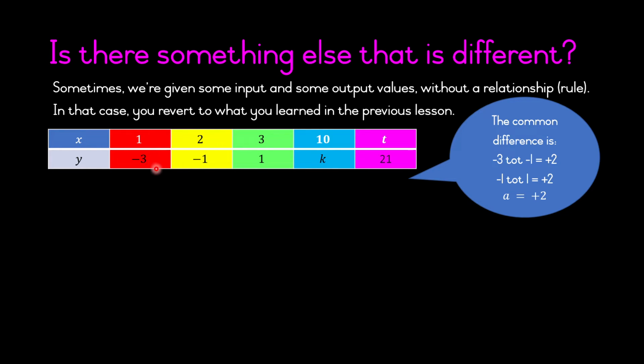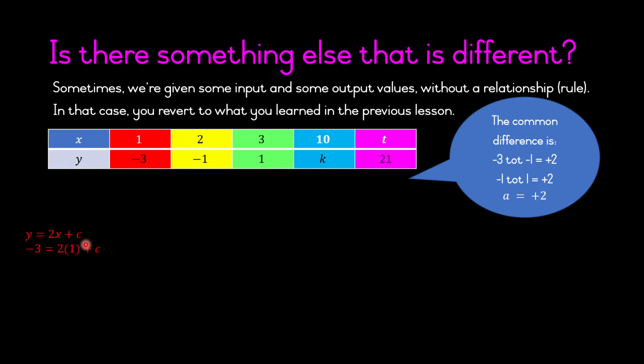Between negative 3 and negative 1, we have to add 2. Between negative 1 and 1, we also add 2. Therefore, we can assume that a's value is 2. Can you still remember where a has to be substituted in? Our basic equation was y equals ax plus c. So in this case, a is 2, as we have just determined. We substitute it into our equation and test the equation.